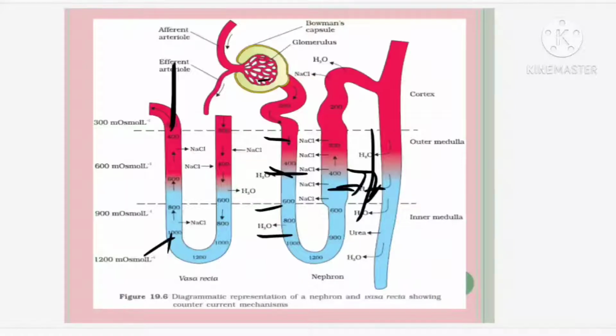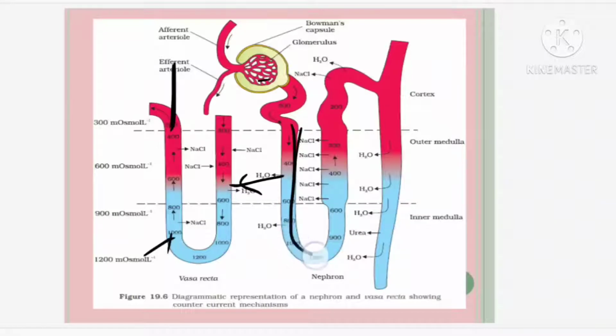How? I told you. You can find here the Henle's loop is permeable to water, so the water will move out and it will become concentrated. But when it is coming over here, it is not permeable to water, but it is permeable to salt. The salt will be moving out, so the solution will become much more dilute.